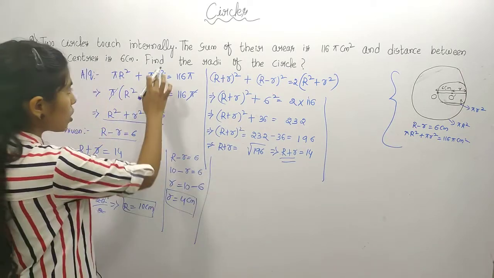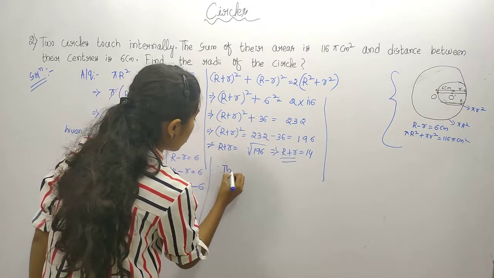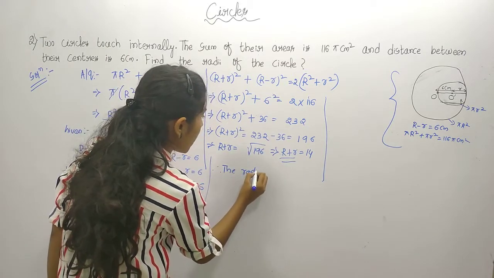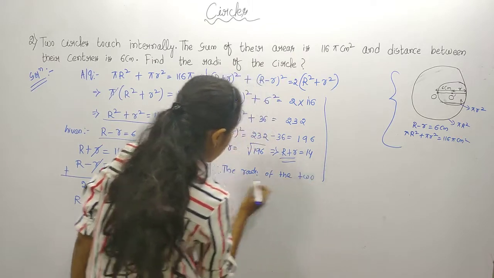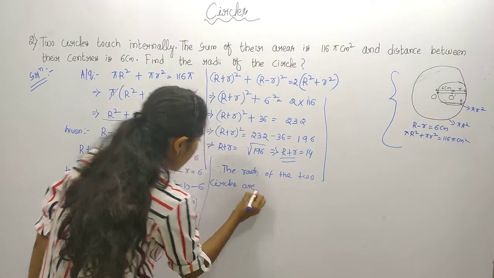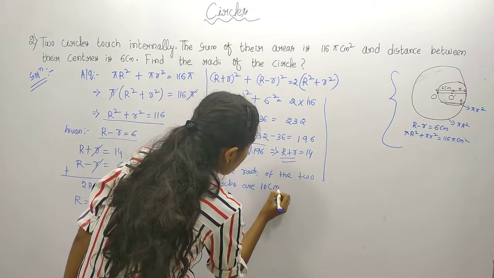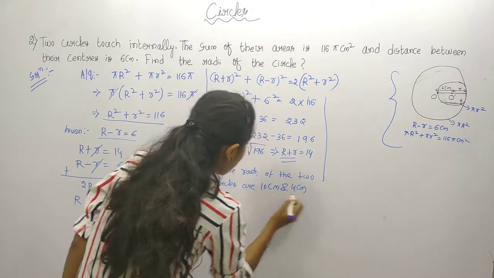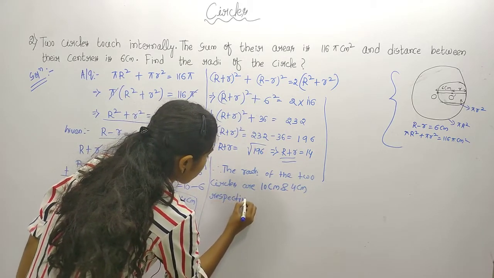So what is given in the question? Find the radii of this circle. So what you have to write? Therefore the radii of the two circles are 10 cm and 4 cm respectively. Okay.